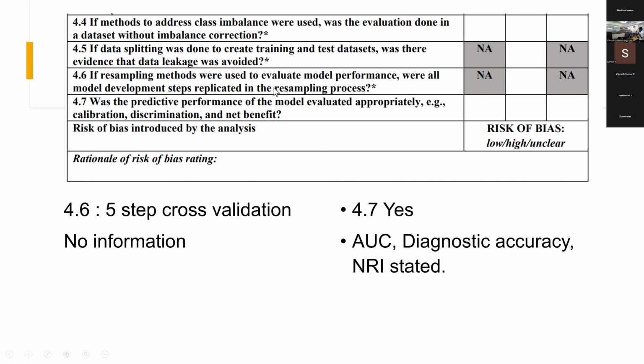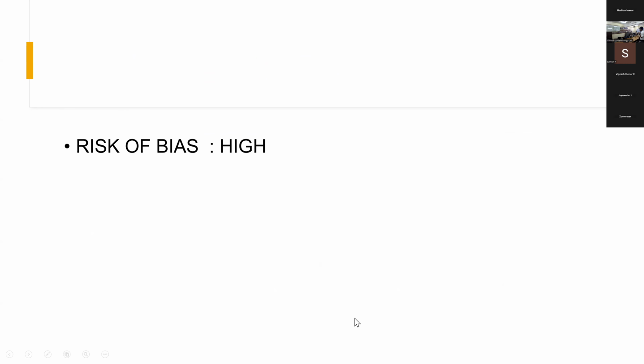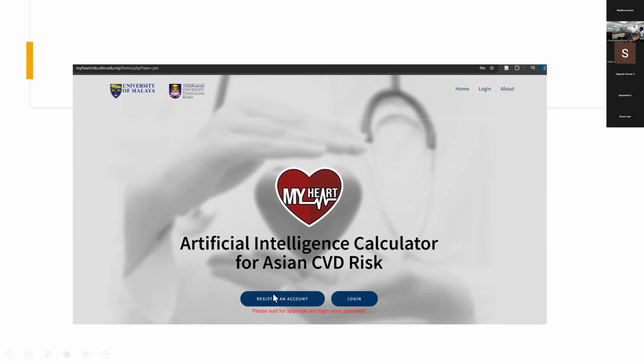And if resampling methods were used to evaluate model performance, were all model development steps replicated in the resampling process? For this, I have given a no information because we do not have adequate data in this study. And for the seventh question, was the predictive performance of the model evaluated appropriately in terms of calibration, discrimination, and net benefit? Because they have given the AUC curves, diagnostic accuracies in terms of sensitivity, specificity, predictive values, and they have given the net reclassification index of the model, I've given a yes to this question. But overall, because two of these parameters we had given a no, the risk of bias will be high for this domain.